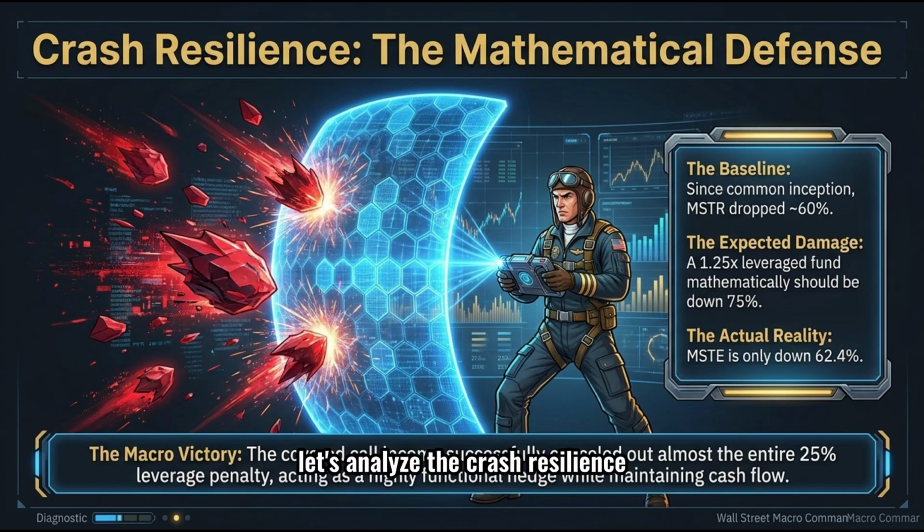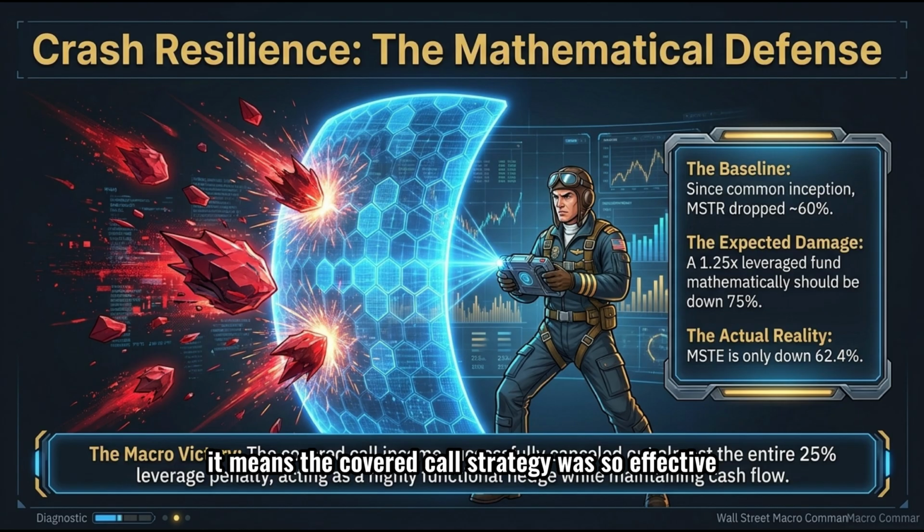Let's analyze the crash resilience. Since common inception, MSTR is down about 60%. Mathematically, a 1.25x leverage fund should be down 75%. Yet, MSTE is only down 62.4%. This is a massive macro victory.